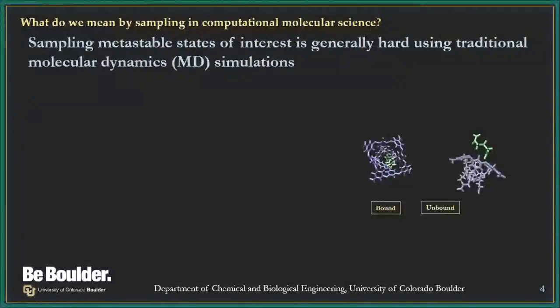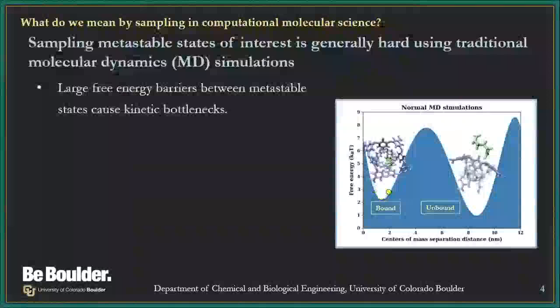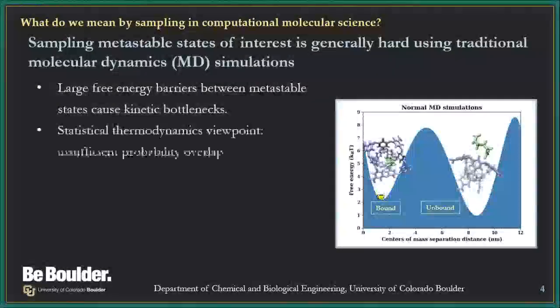However, making the peptide bind and unbind multiple times in a standard MD simulation is very challenging. In the animation, you can see a simplified example where a large free energy barrier can make it really hard for the system in standard MD simulation to sample both metastable states. From a statistical thermodynamics viewpoint, this issue could be interpreted as a result of insufficient probability overlap between these two metastable states. And to understand why the probability overlap matters, let's take a look at different cases.